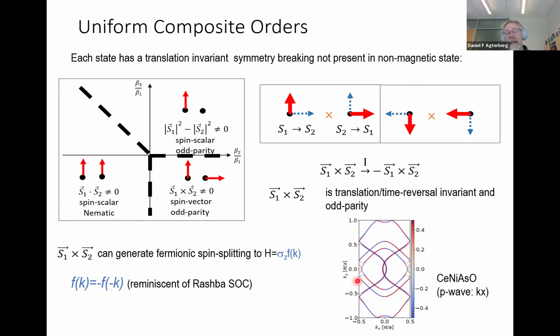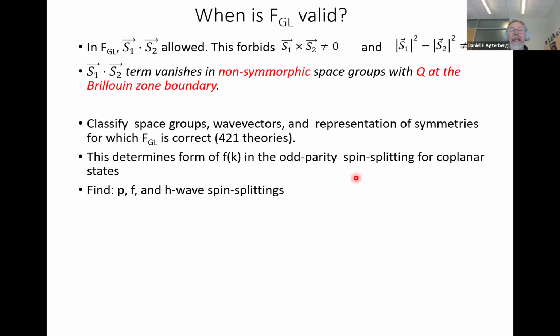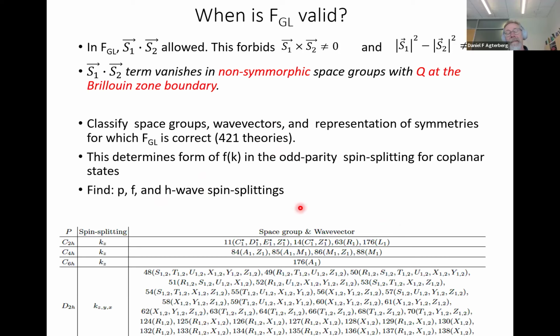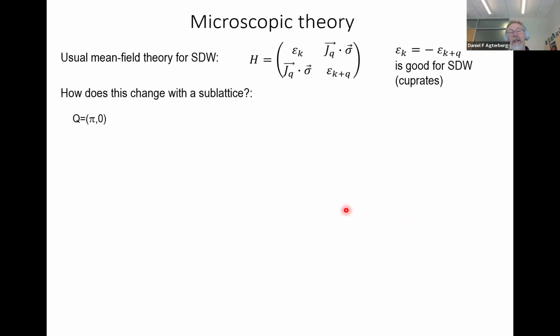This generates our odd parity spin splittings, and here's an example of that again. And then I'll just point out that we can find many examples of where this is valid and where this works. So we can get P wave, F wave, H wave splittings. We can characterize what space groups this occurs in. And the key point that you need to know is that you need to have a non-symmorphic space group for this to work. But then we can also compare to DFT results and show that the spin splittings are large.